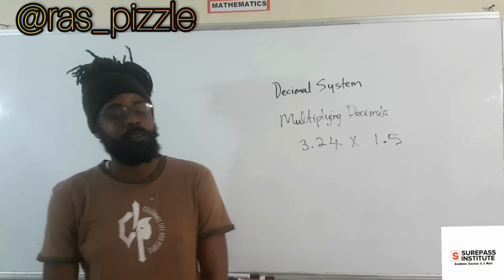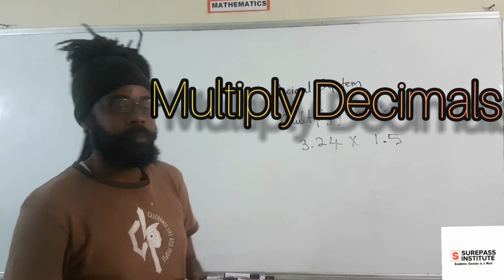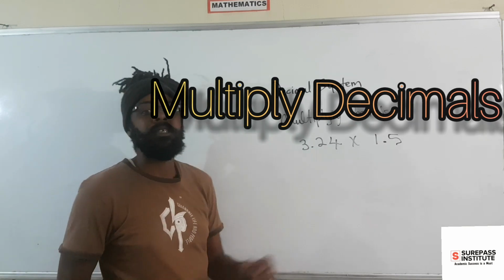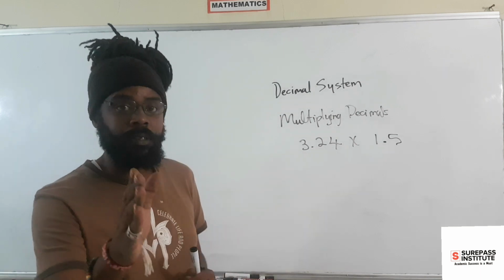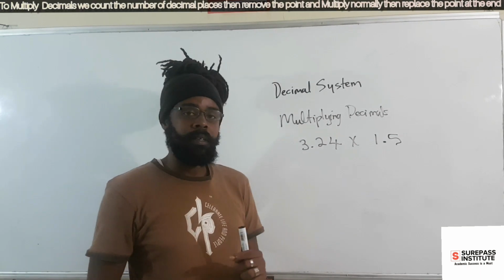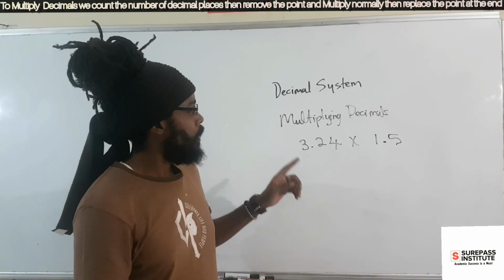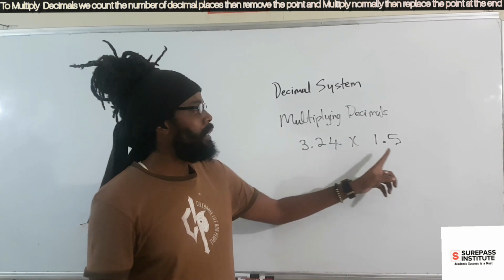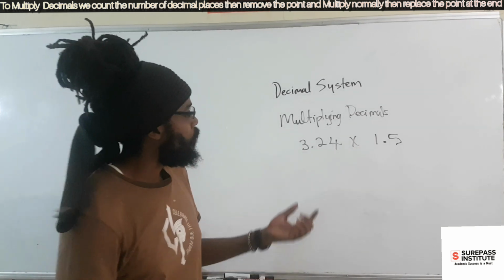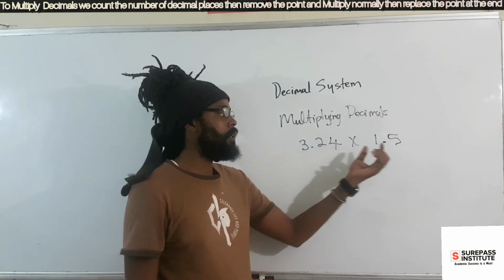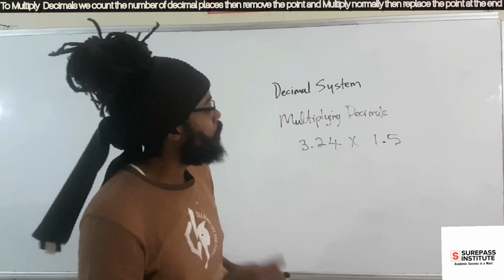Raspers here again, everyone. Now, we're going to focus today on multiplying decimals. We have two decimal numbers here that we need to multiply. The concept says that in order to multiply decimals, you need to identify the number of decimal places in the question. So you count the number of decimal places. Here we have two decimal places, here we have one. In total, this question has 3 decimal places.